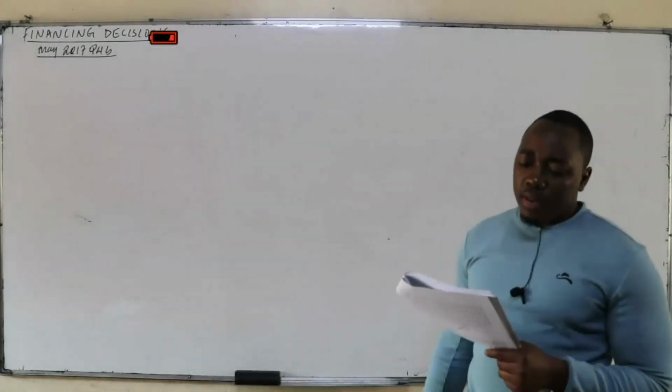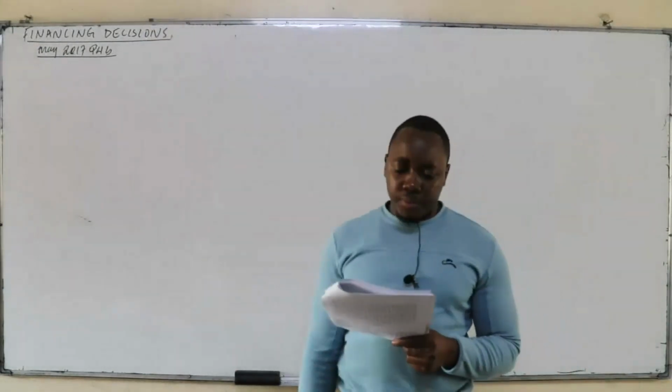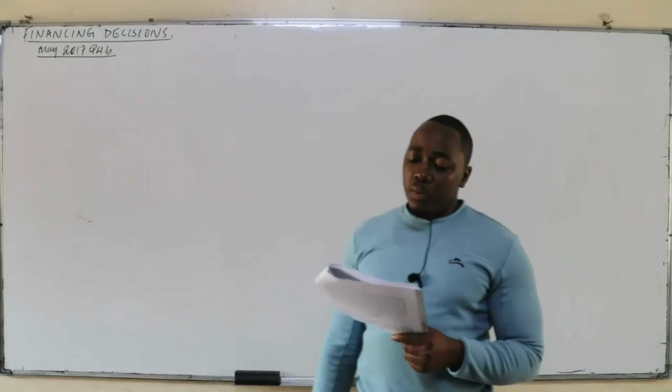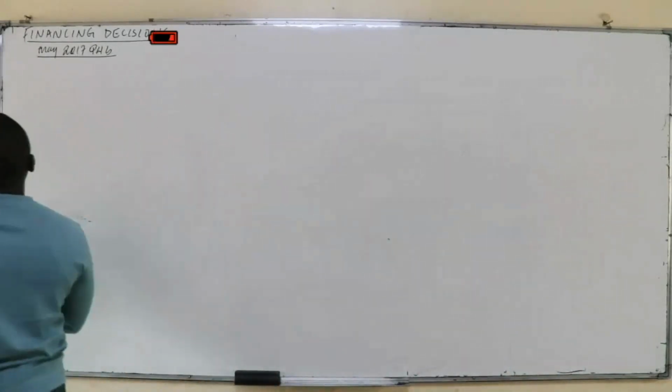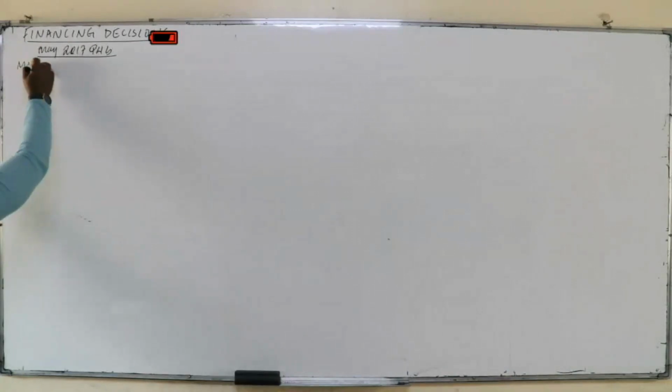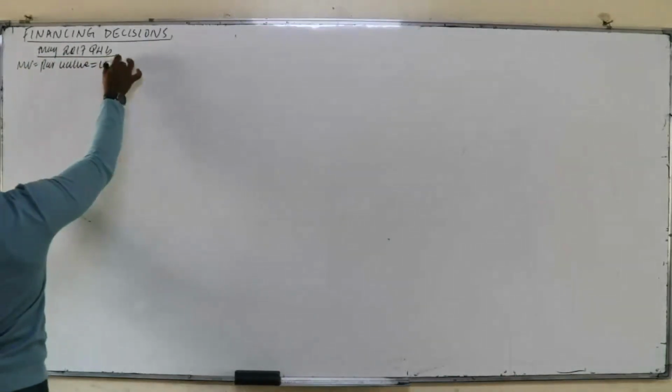Rui Limited has a bond that has 3 years to maturity. So that means it's a redeemable bond. The bond par value is 1,000. We say that the par value will be the same as the maturity value, so the maturity value will be the same as par value, of which we are told it's 1,000. Coupon payment for the bond is made annually.